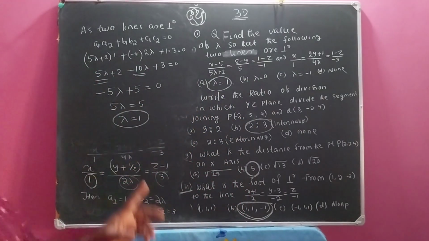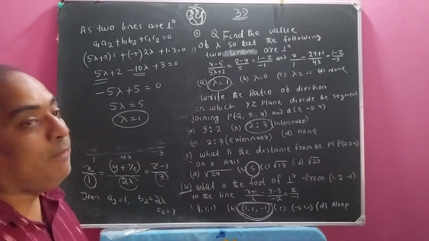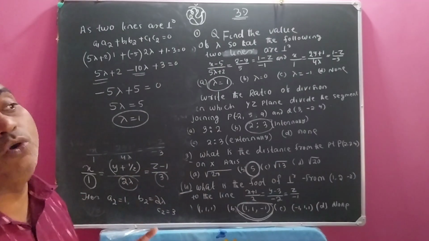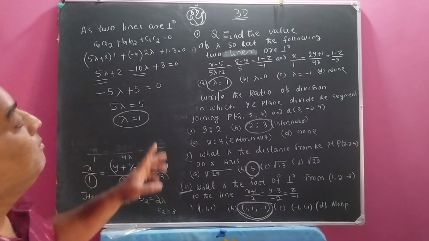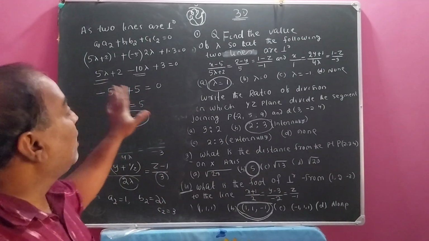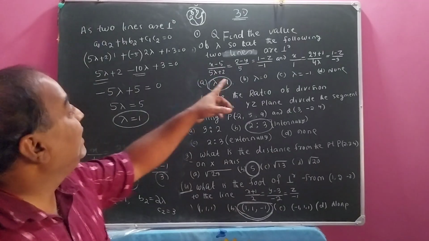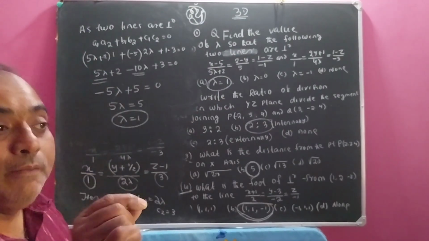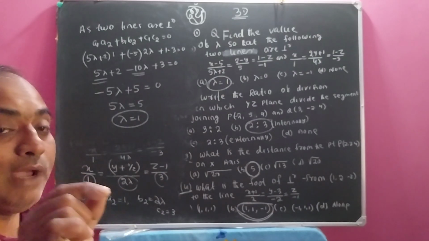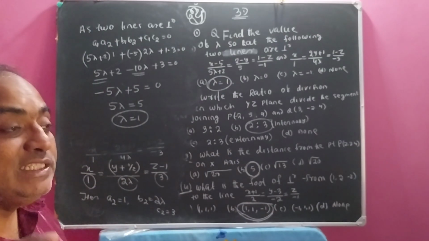Two lines are said to be perpendicular means the sum of the product of direction ratios of the two lines must vanish, or be equal to 0. Before solving the problem, first of all you have to convert the lines into symmetrical form, meaning (x minus x1) by a1 is equal to (y minus y1) by b1 is equal to (z minus z1) by c1.